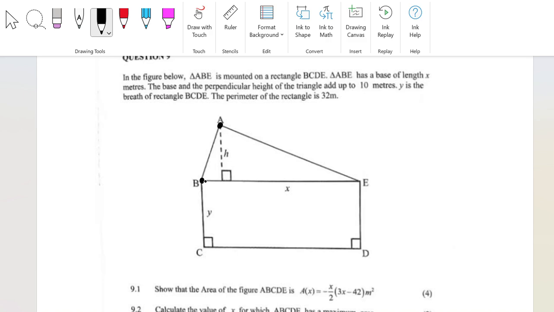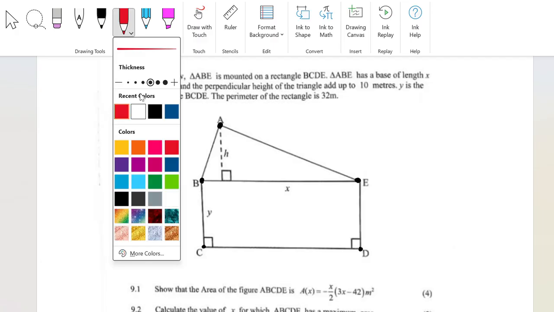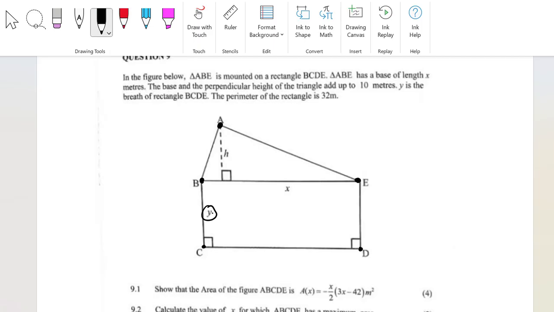ABE is mounted on a rectangle BCDE. Well, we know properties of a rectangle, right? Opposite sides are equal as long as it's a rectangle. So if here it's y, the side opposite to it will also be y, and the side opposite to that one will also be x. So that's what we have for now.